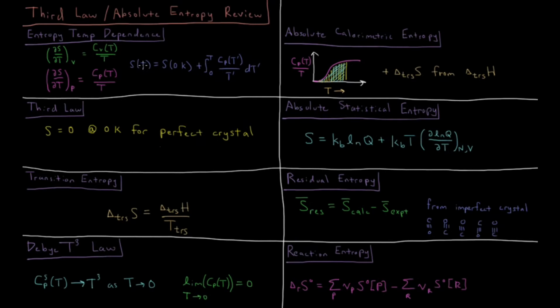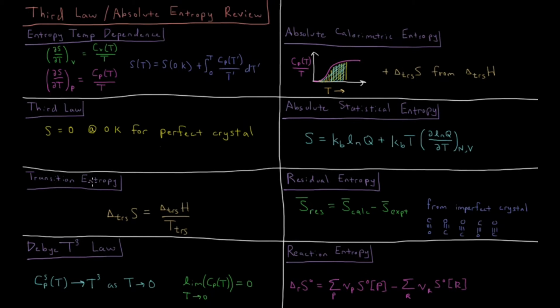So if you have some temperature range where there is no phase transition, then the entropy at a given temperature is the entropy at 0 Kelvin plus the integral from 0 to that temperature of constant pressure heat capacity divided by temperature, integrated with respect to temperature. So we need to know what this entropy is at 0 Kelvin for a given substance. And the third law of thermodynamics says that the entropy is 0 at 0 Kelvin for a perfect crystal. So a perfect crystal is one which has no defects and has a regular perfect lattice structure.